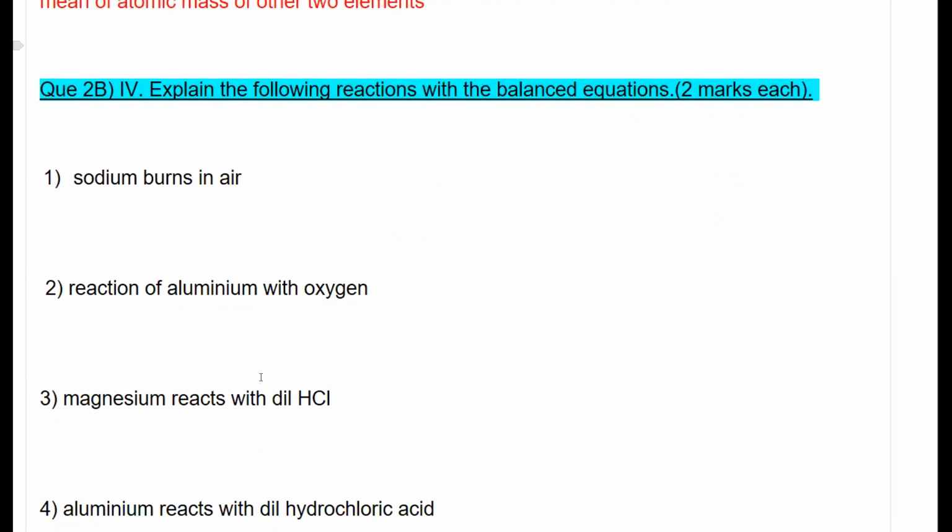First question is, sodium burns in air. We know that sodium is a metal. Metals react with oxygen and metal oxide will be formed. Sodium is Na. Sodium plus oxygen, burns in air means combining with oxygen. Sodium combines with oxygen and forms metal oxide, that is sodium oxide, Na2O.